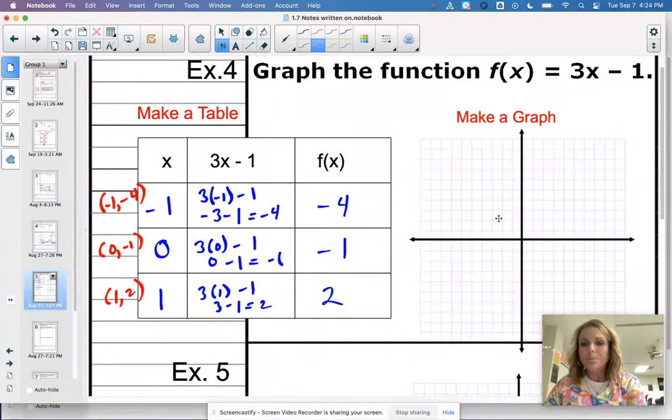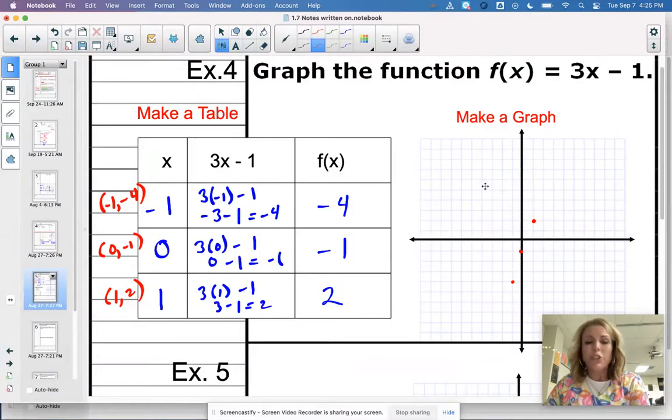Let's plot them. When you graph points, you start at 0, 0. For -1, -4, I'm going to go left 1 and down 4. 1, 2, 3, 4. Here, x is 0, so I'm not going right or left, but I'm going down 1. For 1, 2, I'm going to the right 1 and up 2.